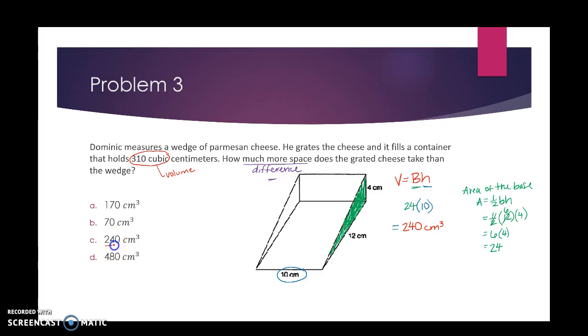Now don't be fooled because I see that answer over here, but look, what is it asking for? It says how much is the difference. It's not saying just what space does the cheese take up. It says what is the difference. So I'm going to take what the container holds, 310, I'm going to subtract the cheese, so 240. Borrow here, 11 minus 4 is 7, so 70 centimeters cubed. So here is our correct answer of B.